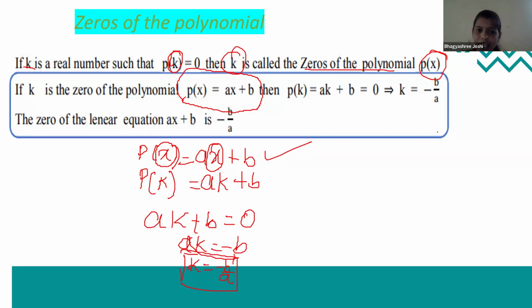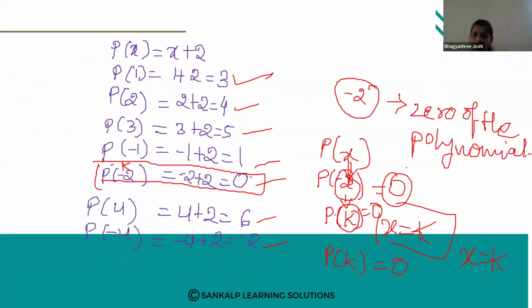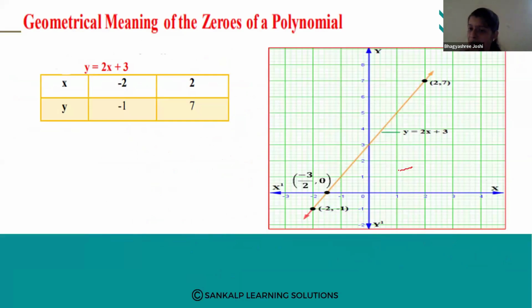This minus b divided by a is the zero of this linear polynomial. It is the standard form of linear polynomial. Therefore, k is equal to minus b divided by a. This minus b divided by a is the zero of the linear polynomial ax plus b. Remember, all of you, in multiple choice questions they may ask, what is the zero of the linear polynomial? That is minus b divided by a. Remember, minus b divided by a. Now, we'll discuss the geometrical meaning of the zeros of the polynomial.